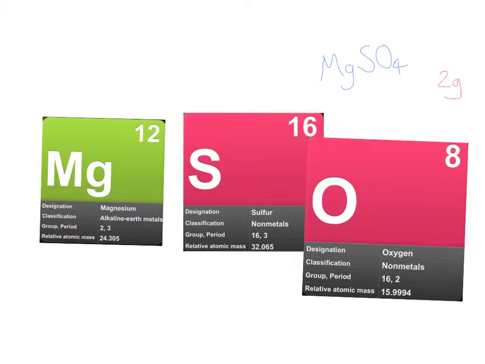So here's the old calculator. So let me just make sure, 24 plus 32 plus 16 plus 16 plus 16 plus 16, and all those 16s is 64, gives me 120. So the MR, where do we write that? The MR for magnesium sulfate is 120 grams in every mole. Okay, so that's where we're up to so far.